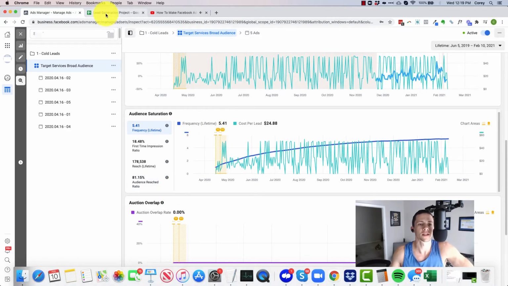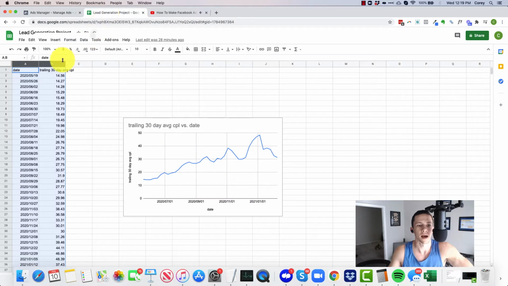So check this out right here. I put this into a Google Sheet here and made a little chart. And what I charted is the average cost per lead or cost per conversion. I'm going to call it my cost per lead at this point. The trailing 30-day average cost per lead from this date. So 519 and 30 days before it, my average cost per lead was this. So this is a 30-day moving average charted weekly would be the official way of saying this.